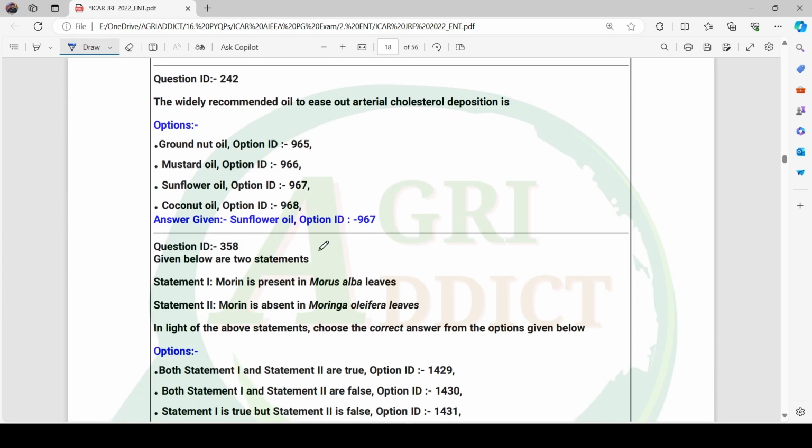Next question is, the widely recommended oil to ease out arterial cholesterol deposition is sunflower oil. That's why in the market the demand for sunflower oil is increasing day by day, and it is mainly used to ease out arterial cholesterol. Patients who have more cholesterol are advised by doctors to eat food prepared with sunflower oil, not mustard, groundnut or coconut oil. So sunflower oil is the correct answer.